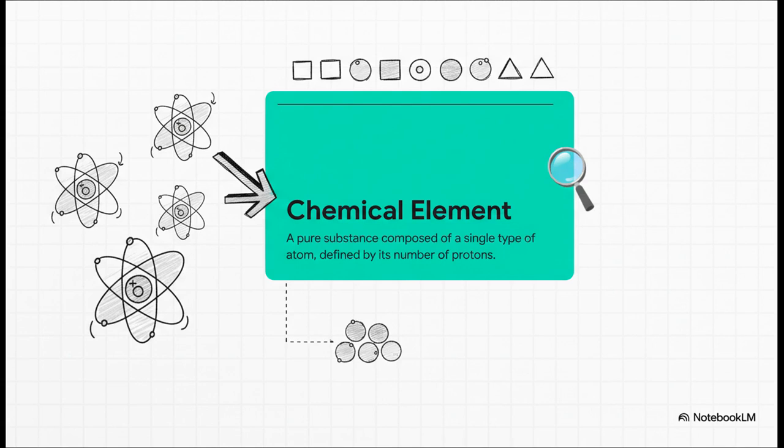So what makes a carbon atom different from, say, an oxygen atom? Well, it all boils down to one simple thing. How many protons are in the nucleus? That number is like an atom's fingerprint. It's the one thing that defines exactly what it is.